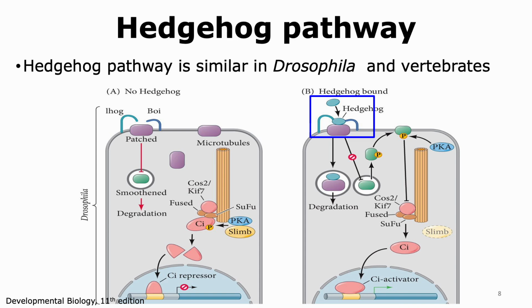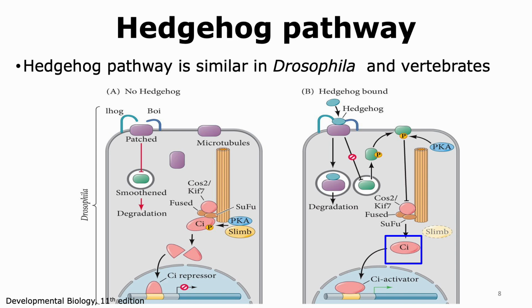When hedgehog is present, hedgehog will bind to patched, and hedgehog binding to patched promotes the degradation of patched. Since patched is being degraded, smoothened becomes stabilized, and now smoothened in its stabilized form can get phosphorylated. The phosphorylated smoothened can now cause the Ci protein to not be phosphorylated because the kinase that phosphorylates Ci is now no longer in close proximity.